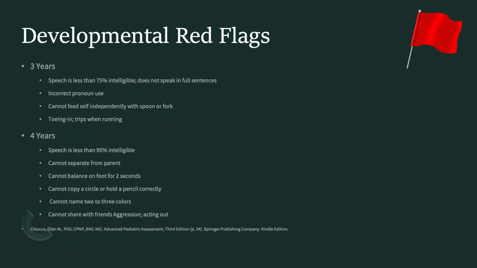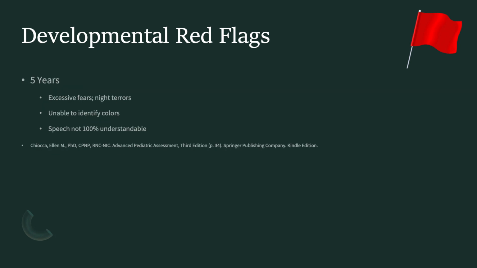And again, we have several more developmental red flags. And as we go through the next parts of the videos, these should make more sense as we cover some of the important development that happens in these age periods. And this last slide with the developmental red flags is another great example. At 5 years old, we should be getting this child ready to go to kindergarten. So if their speech is not understandable, something is wrong.